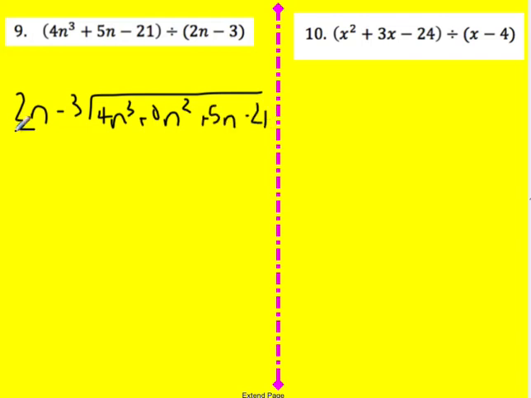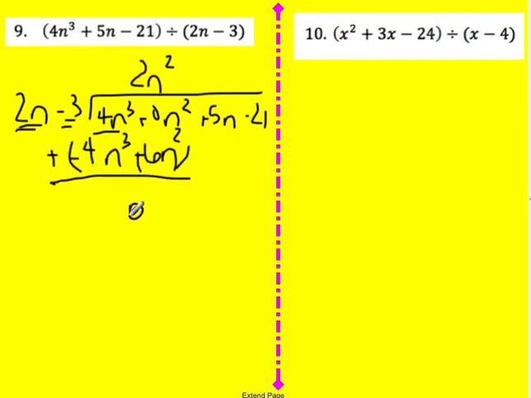I need to figure out what I need to multiply 2n by to get to 4n cubed, and I need to multiply it by 2n squared. So I'm taking each of these terms and multiplying them by 2n squared. 2 times 2 is 4, n to the first times n squared is n cubed. -3 times 2 is -6, and then you get n squared. Remember that this is being subtracted off, so I like to change it to a plus and change the signs of everything. So then I end up getting 6n squared.